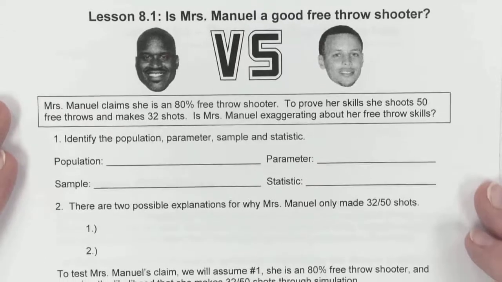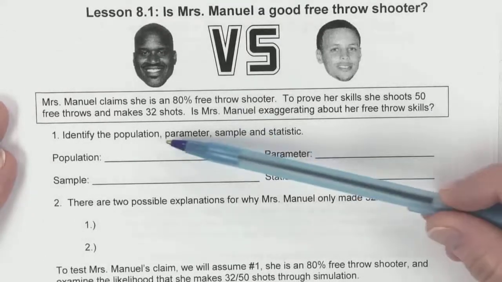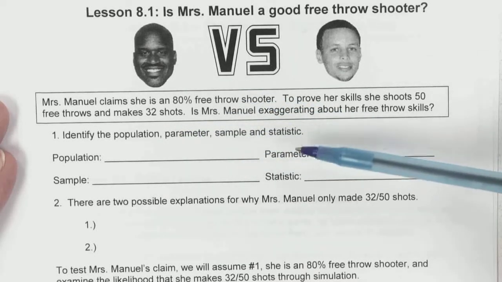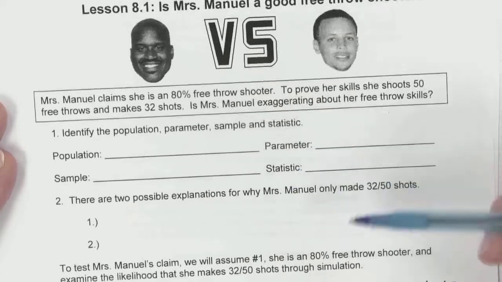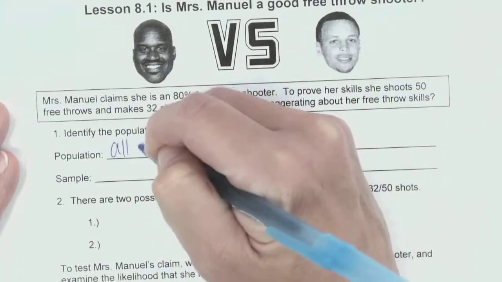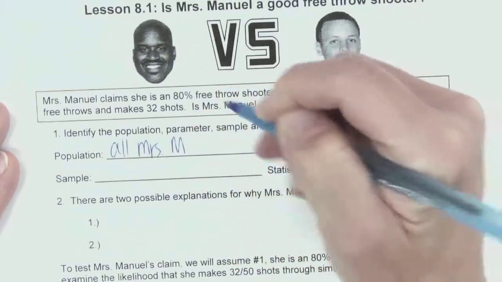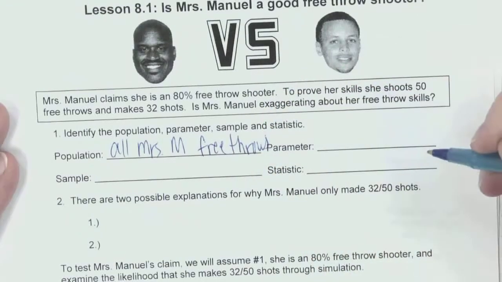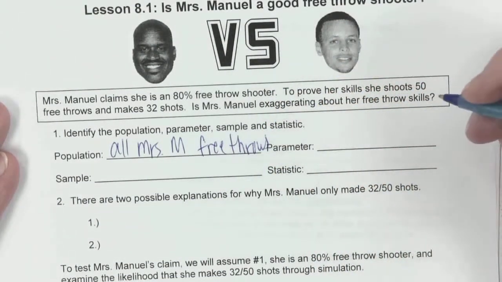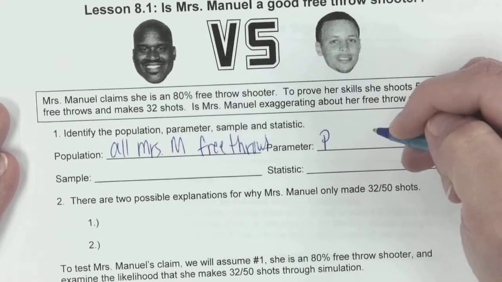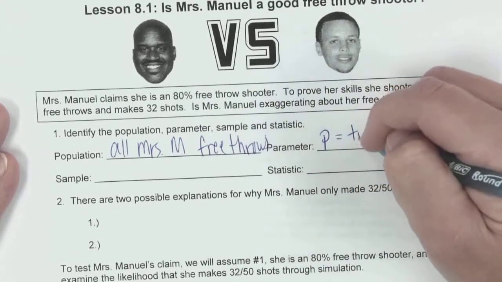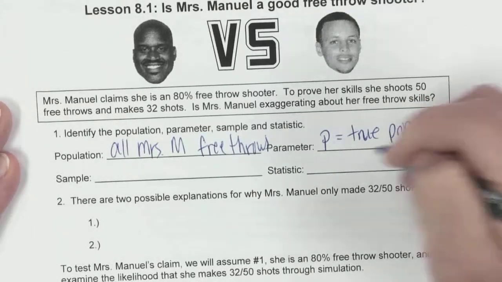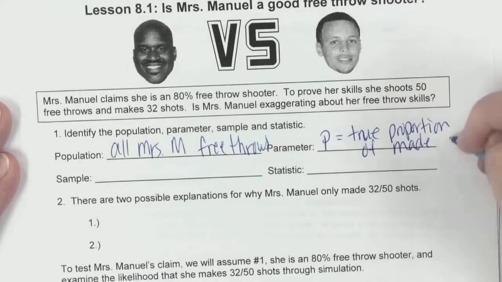So first thing is to identify some things we know from previous discussions. What is the population? What parameter are we studying? What is the sample and what is the statistic? So the population would be all Mrs. Manuel's free throw shots. The parameter would be the percent that I make, so we'll call that P for percent, or proportion, and this is the truth, the true proportion of made shots.